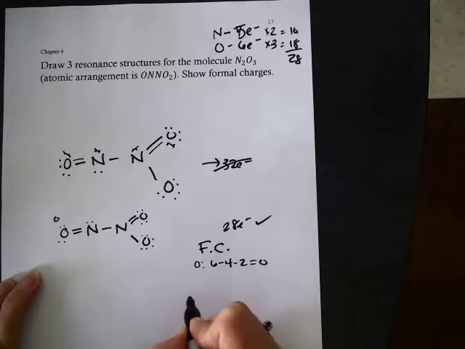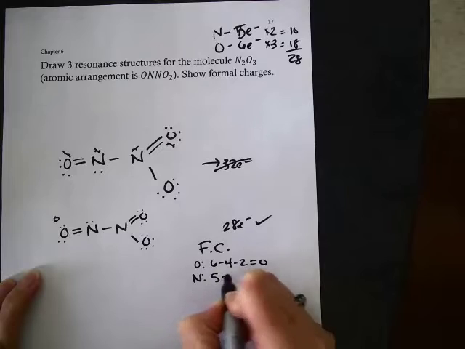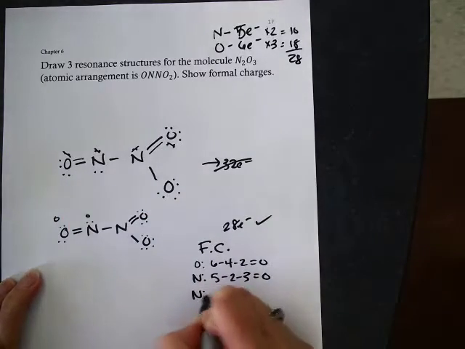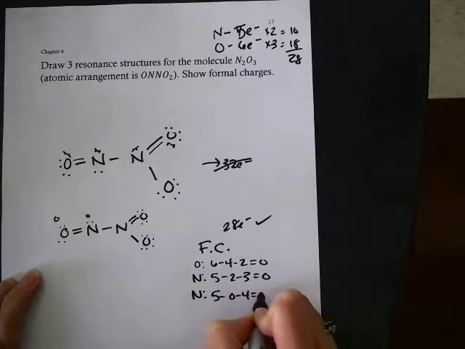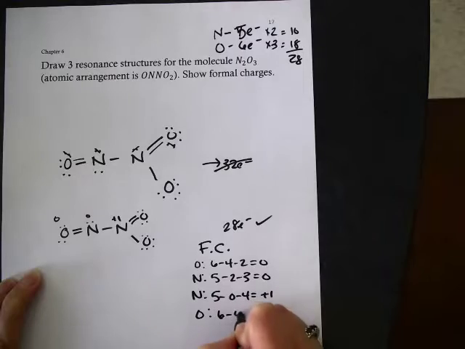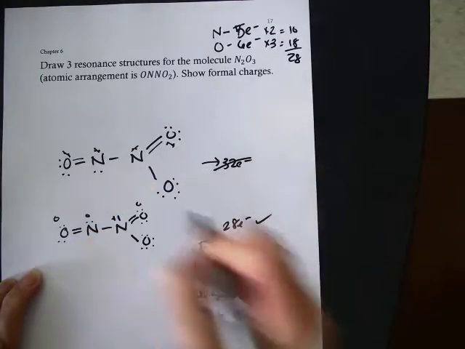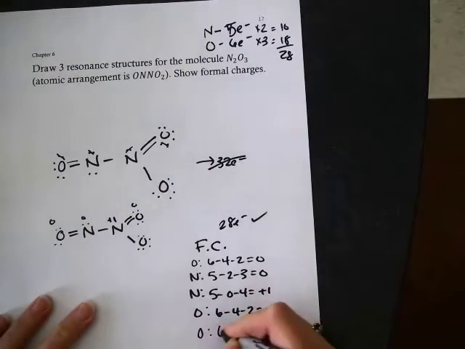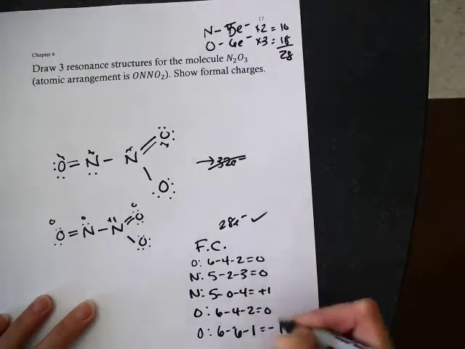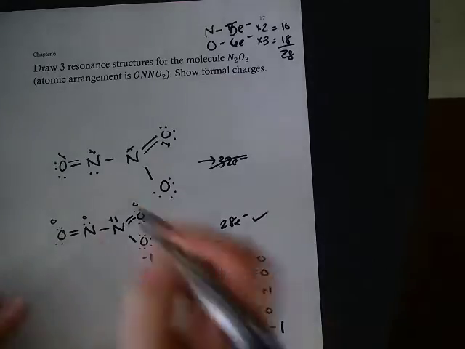Remember formal charge, how many does it have from the periodic table? That's 6 for oxygen, minus 1 for every dot, minus 1 for every line. We want all zeros. So the first oxygen is 0, the nitrogen is 0, the nitrogen is plus 1, this oxygen is 0, and this oxygen is 6 minus 1 is negative 1. All right, so they add up to 0. That's good.